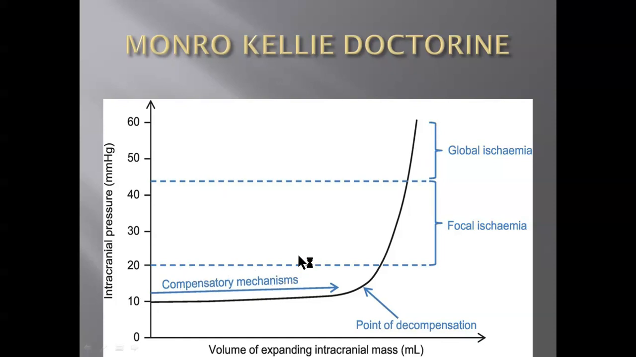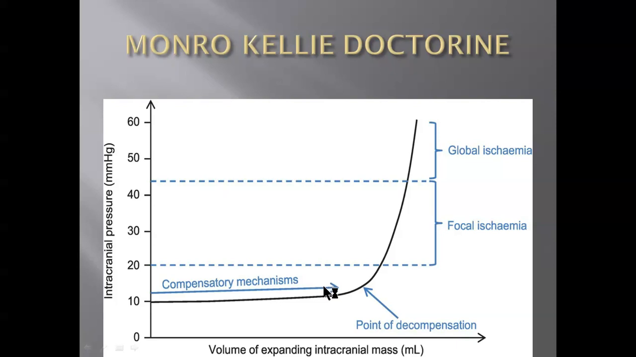Now, what can these compensatory mechanisms be? A compensatory mechanism can be drainage of CSF. CSF drainage can be increased, so that can be a compensatory mechanism, or decreased cerebral blood flow. All of these will act depending on which component has increased, whether it is blood, brain, or CSF. But the main compensatory mechanism would be your CSF drainage.